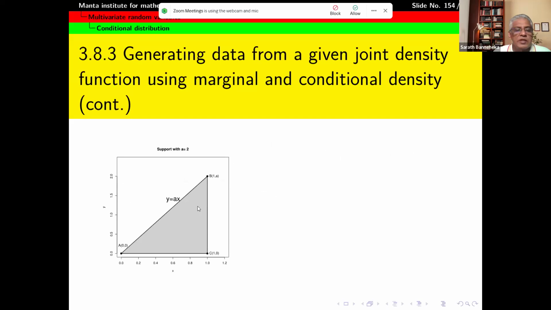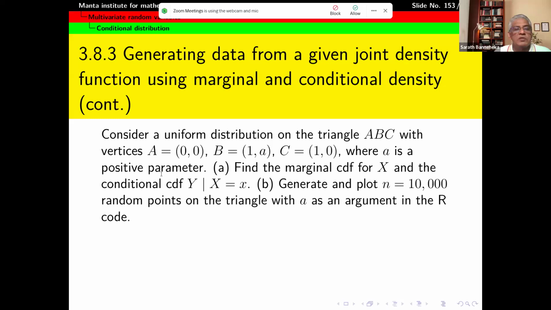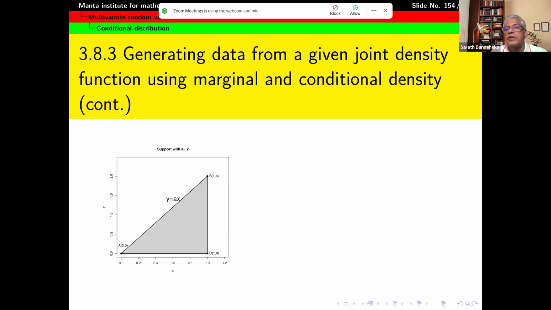So in this case, this is talking about ABC, consider a uniform distribution on the triangle. So what we want is to generate data from a uniform distribution defined on this support here. Support is a triangle with points (0, 0), (1, 0), and this is (1, A).